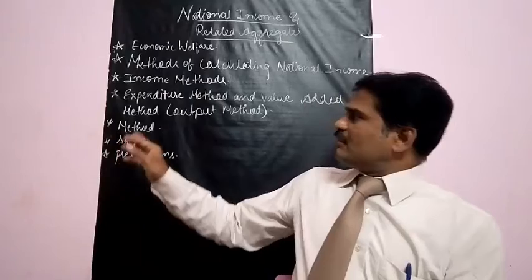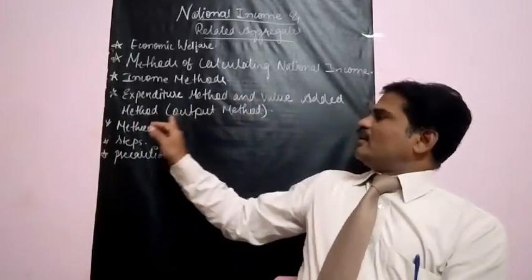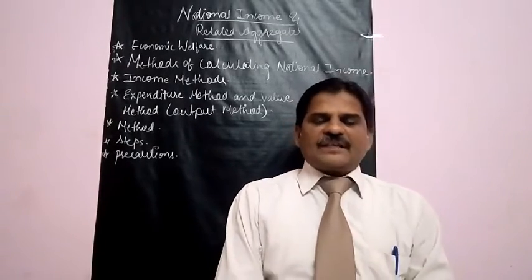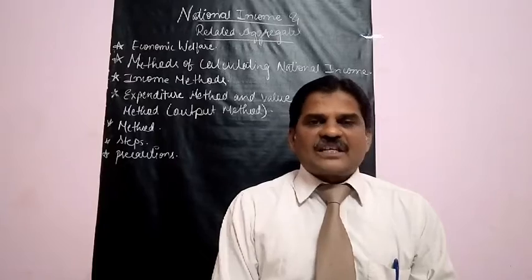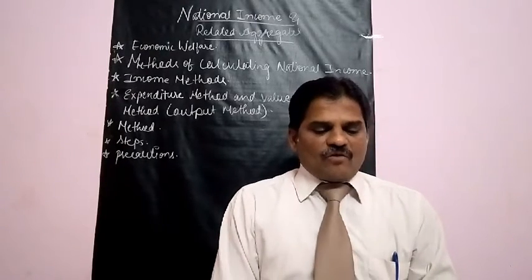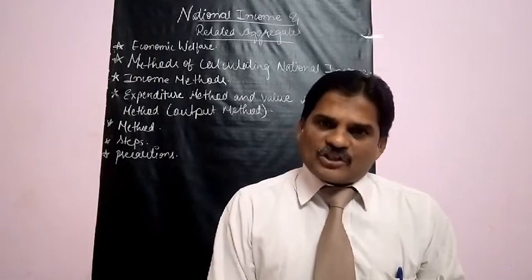Now coming back to the value added method or output method. So what is the value added method? Listen students, last one, very important. Value added method, as already told, is called the production method or product method. It is that method which measures the national income by estimating the value added at factor cost by each producing unit in the domestic territory of the country.